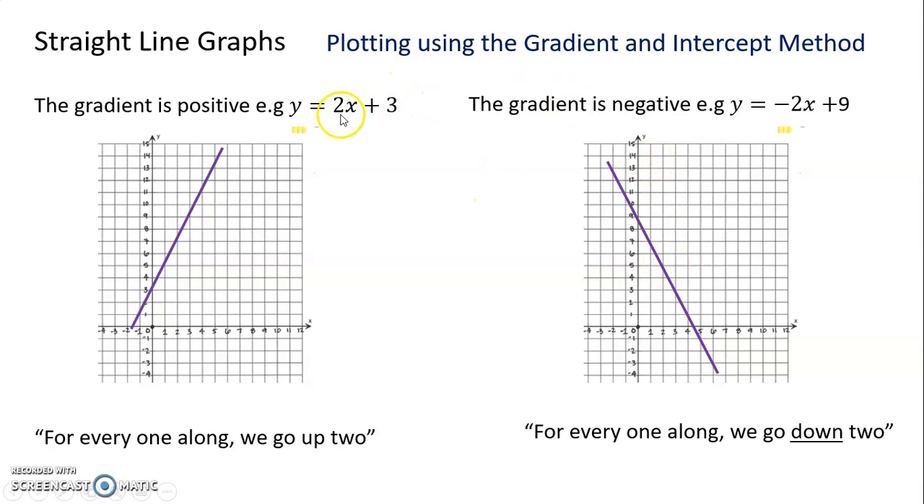So in general, if you've got a positive number in front of x, your graph will slope this way. And if you've got a negative number in front of x, your graph will slope this way.